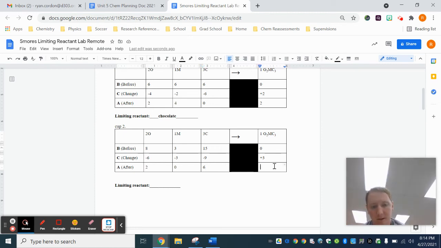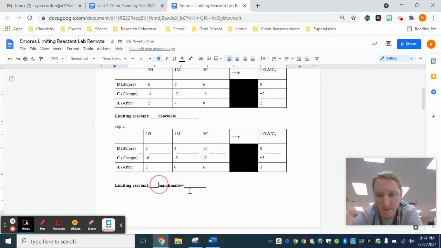And we made a total of 3 s'mores. So the limiting reactant was marshmallows because they limited us from making more products.